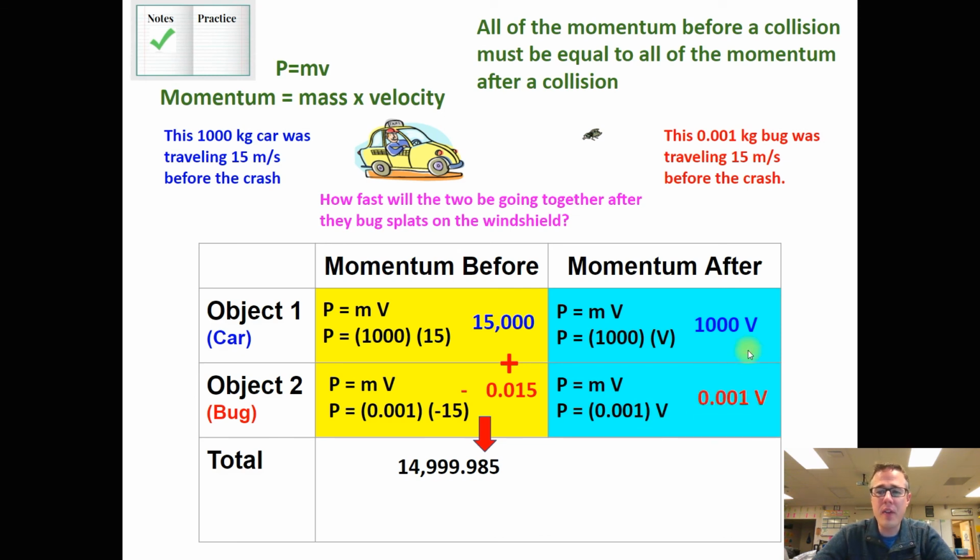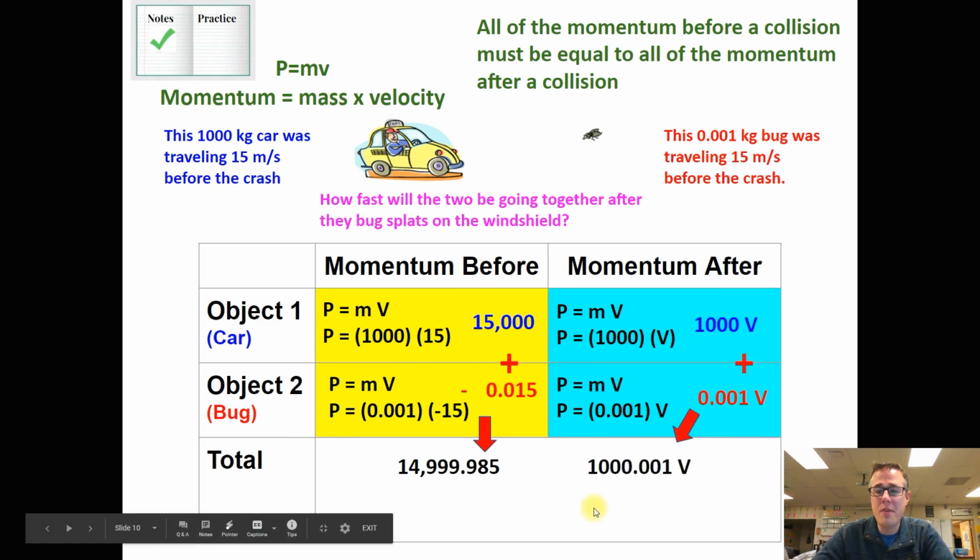They both get the same variable because they're both moving together. Whatever that velocity is, it's going to be the same number because they're moving together. So we can use the same v. And we add those two things together because it's all the momentum combined after the crash. We drop it down below and we get 1000.001 v. Set them equal to each other.